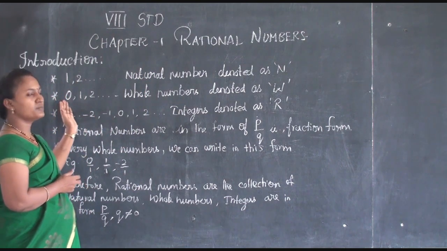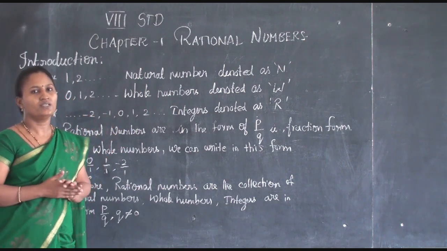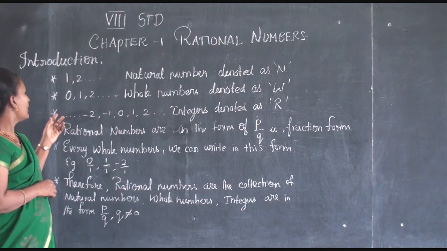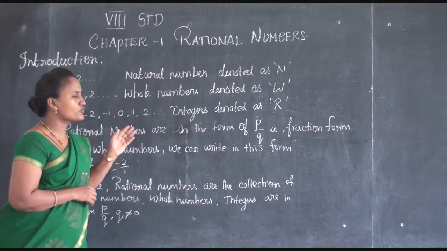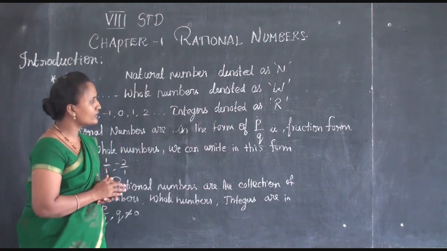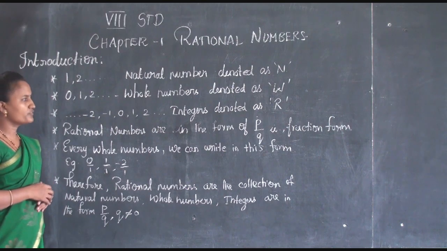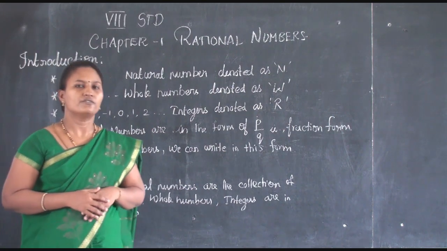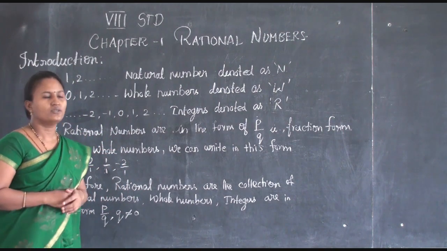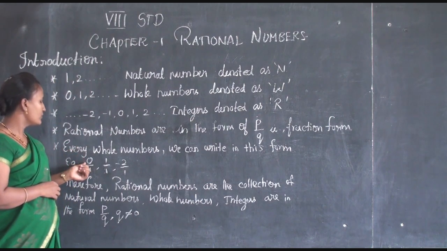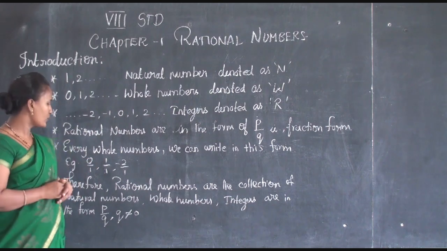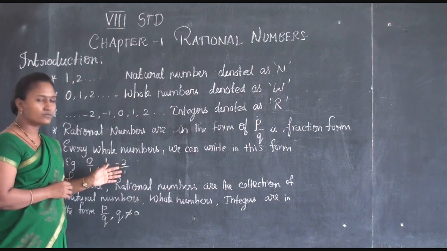And then whole numbers 0, 1, 2, 3, these are all the whole numbers, denoted by the letter W. And negative numbers, 0 and positive numbers are all together called integers, denoted by the letter Z. Rational numbers are in the form of p by q, that is our fractions. Every whole number we can write in this form p by q. For example, 0 is written as 0 by 1, and 1 as 1 by 1, minus 2 as minus 2 by 1.